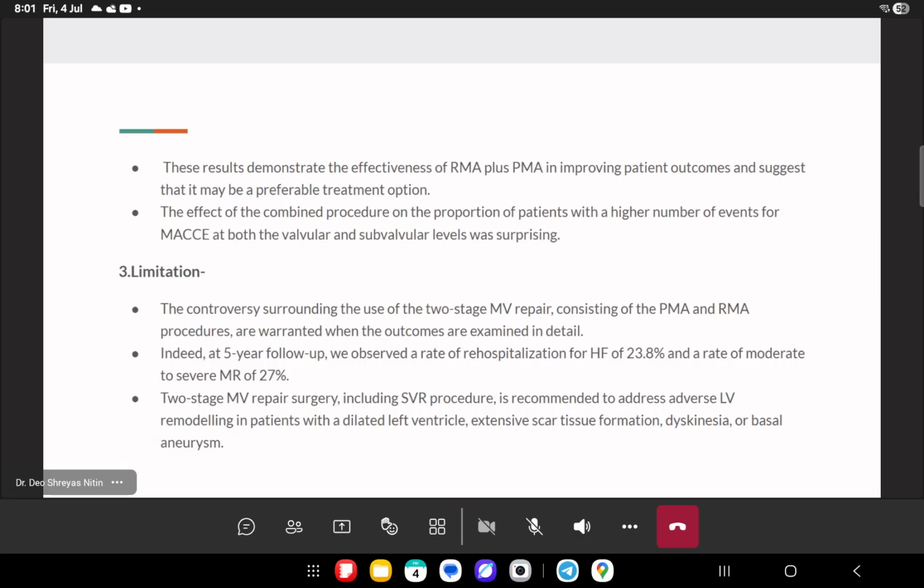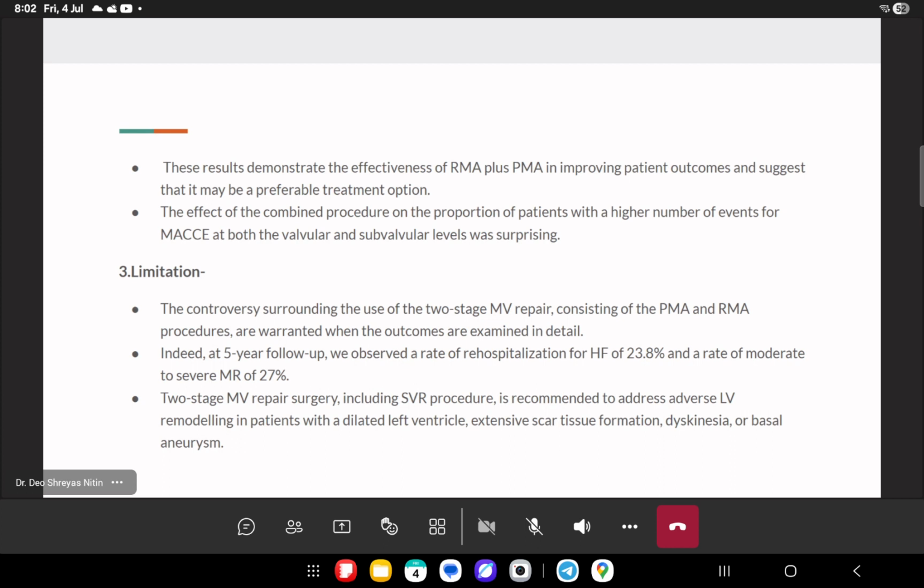The effect of the combined procedure on the proportion of patients with a higher number of MACE events at both the valvular and subvalvular levels was surprising. The controversy surrounding the use of two-stage MV repair, consisting of posterior mitral annuloplasty or restricted mitral annuloplasty procedures, is warranted when the outcomes are examined in detail. Indeed, at 5-year follow-up, we observed a rate of rehospitalization for heart failure of 23.8% and a rate of moderate to severe MR of 27%.